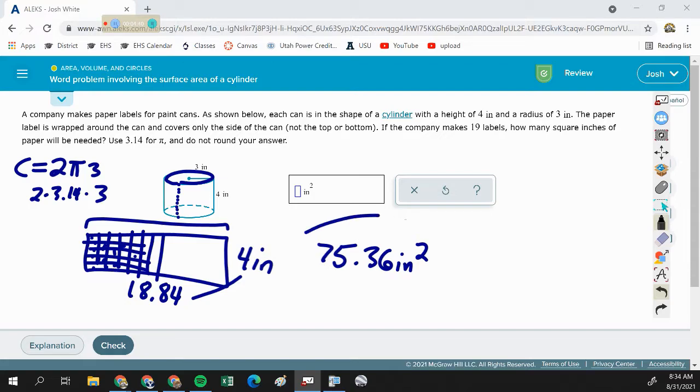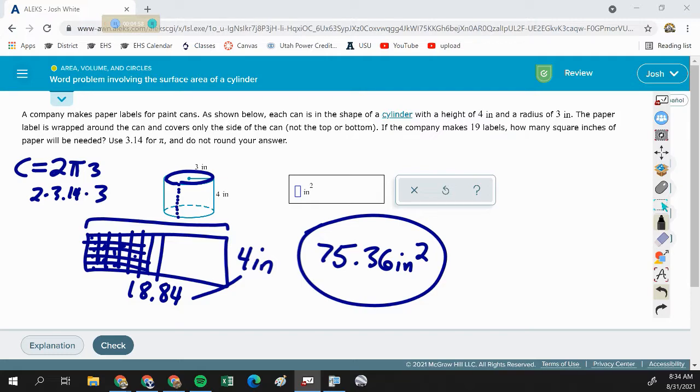Okay, is that the answer? What does this tell us about the problem? That's the area for one label. How many labels am I making? 19. So I times that by 19 and I get 1,431.84.